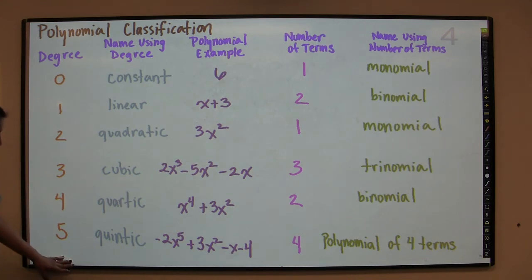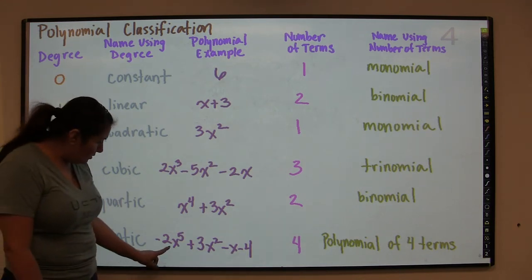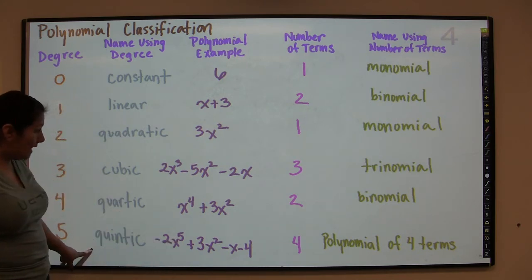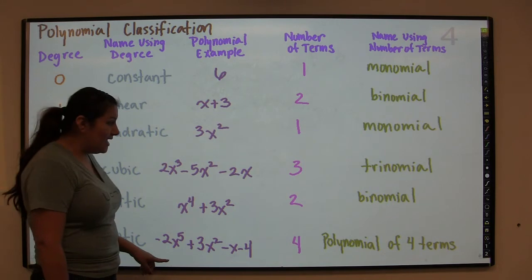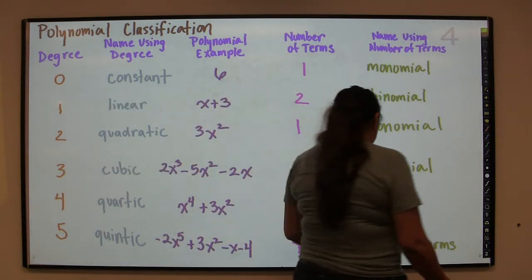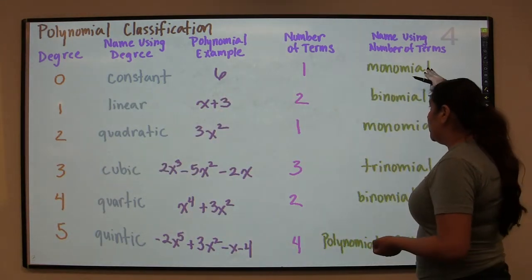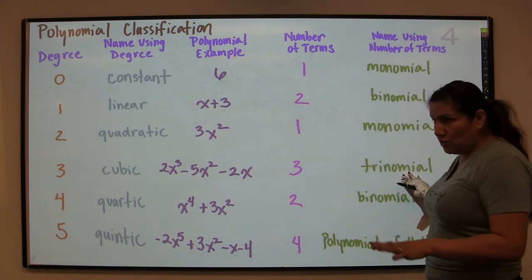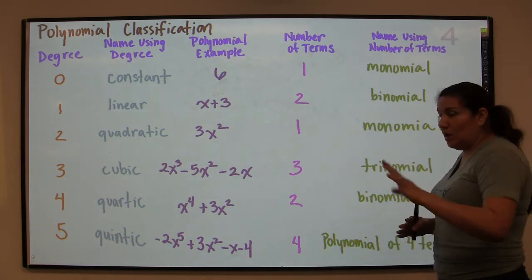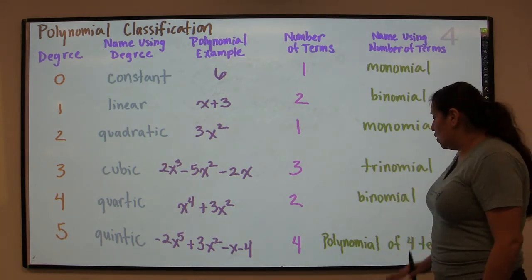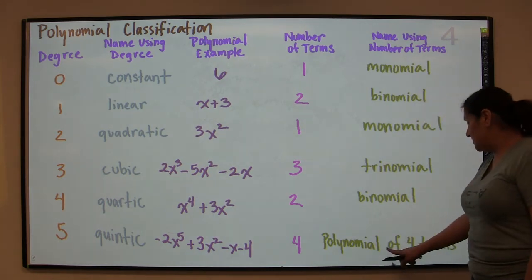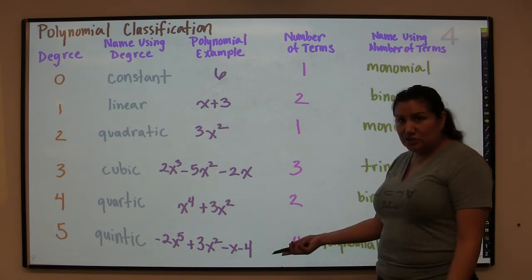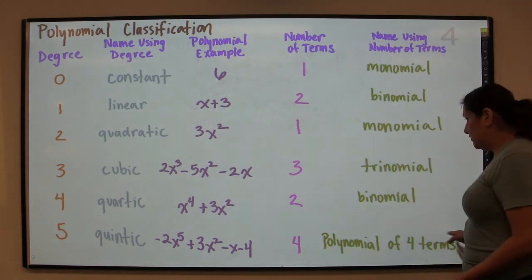And our last one here is a quintic. And it has 4 terms. 1, 2, 3, 4 terms. The highest exponent is 5, so we call it quintic. But it has 4 terms, and you will notice that at this point we kind of run out of names. We've got monomial for 1, 2 is binomial, 3 is trinomial. We don't have a quadrinomial. So once you get 4 or more terms, you just call it a polynomial, but then you have to say how many terms it has. So a polynomial of 4 terms. If you had a polynomial with 7 terms, you would say polynomial of 7 terms.